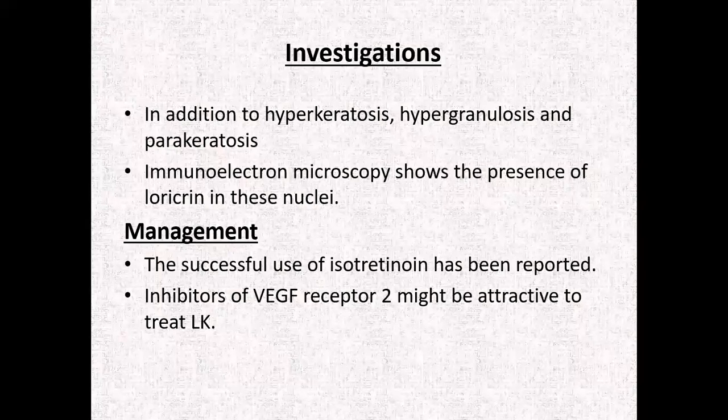In addition to hyperkeratosis and hypergranulosis, there is parakeratosis as well. Successful management is with isotretinoin and by vascular endothelial growth factor receptors.